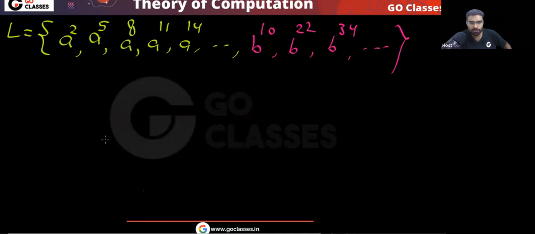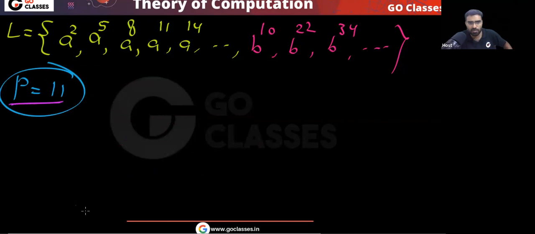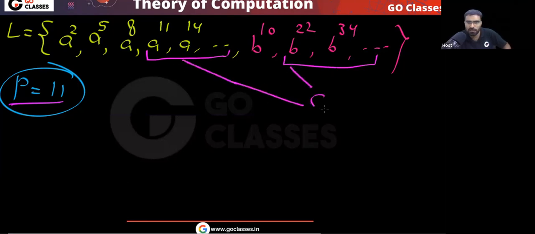So which p do we have to check? Okay, let's check p equal to 11. Now tell me, for p equal to 11, what are the candidate strings? These strings and these strings are the candidate strings now. Only these strings are candidate strings. We only care about these strings.